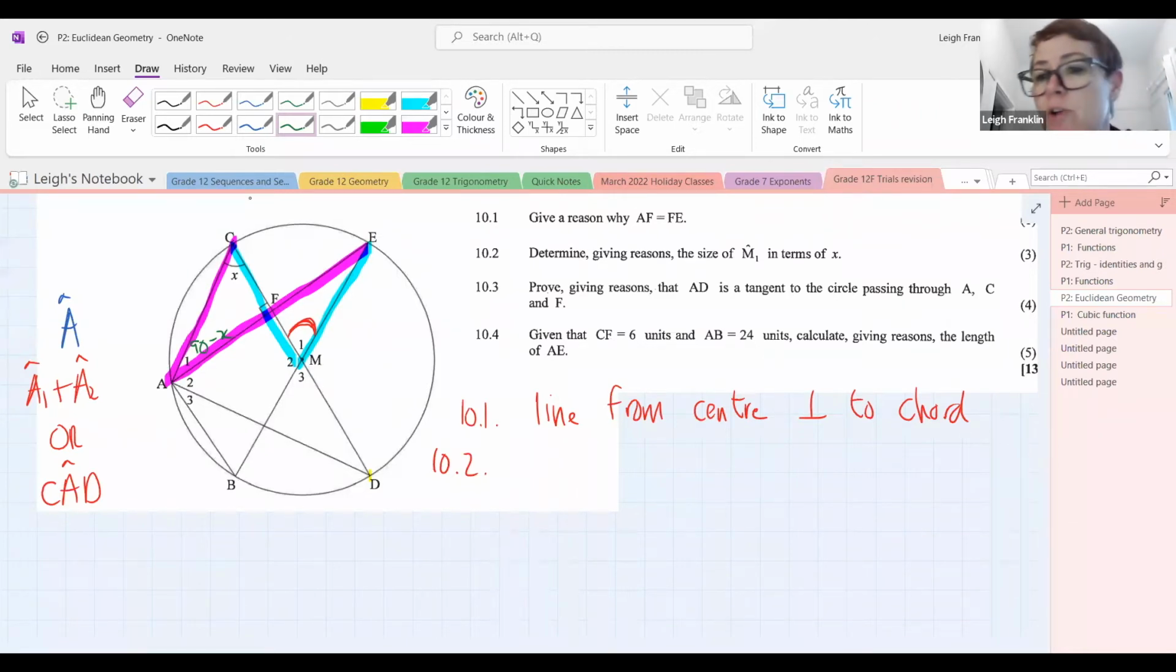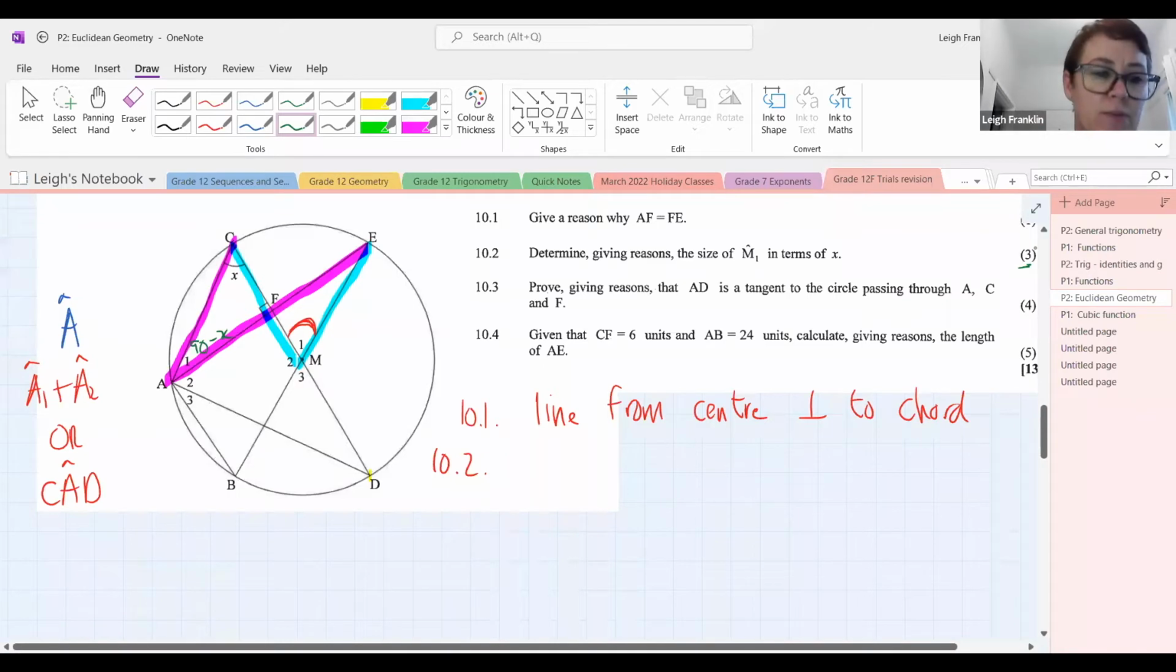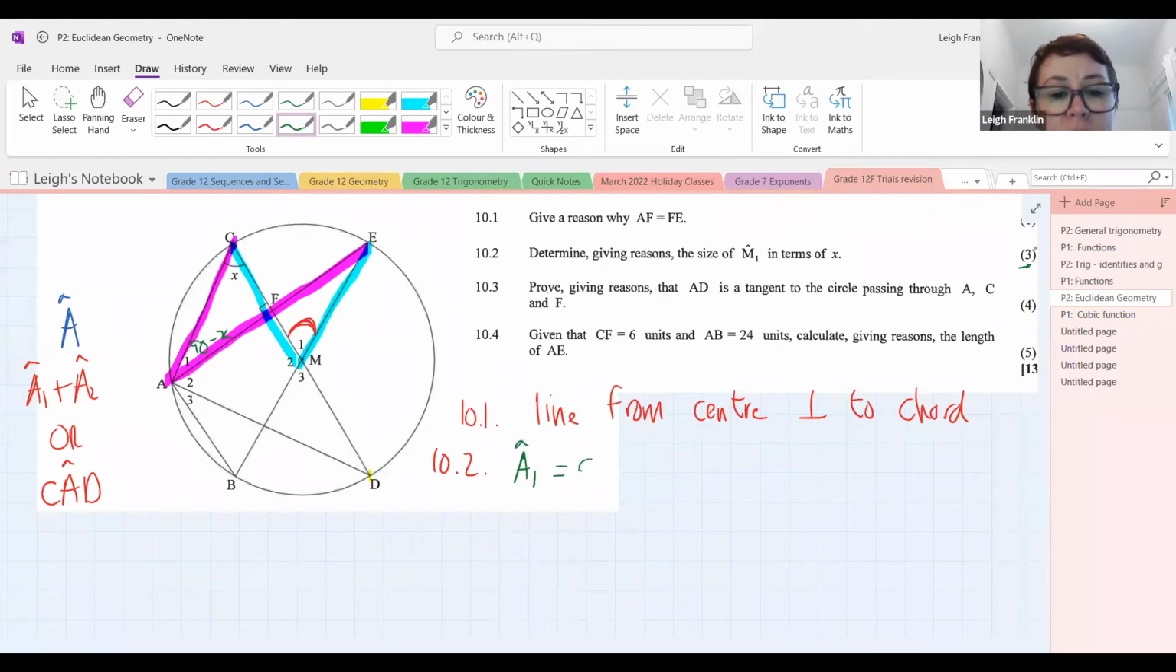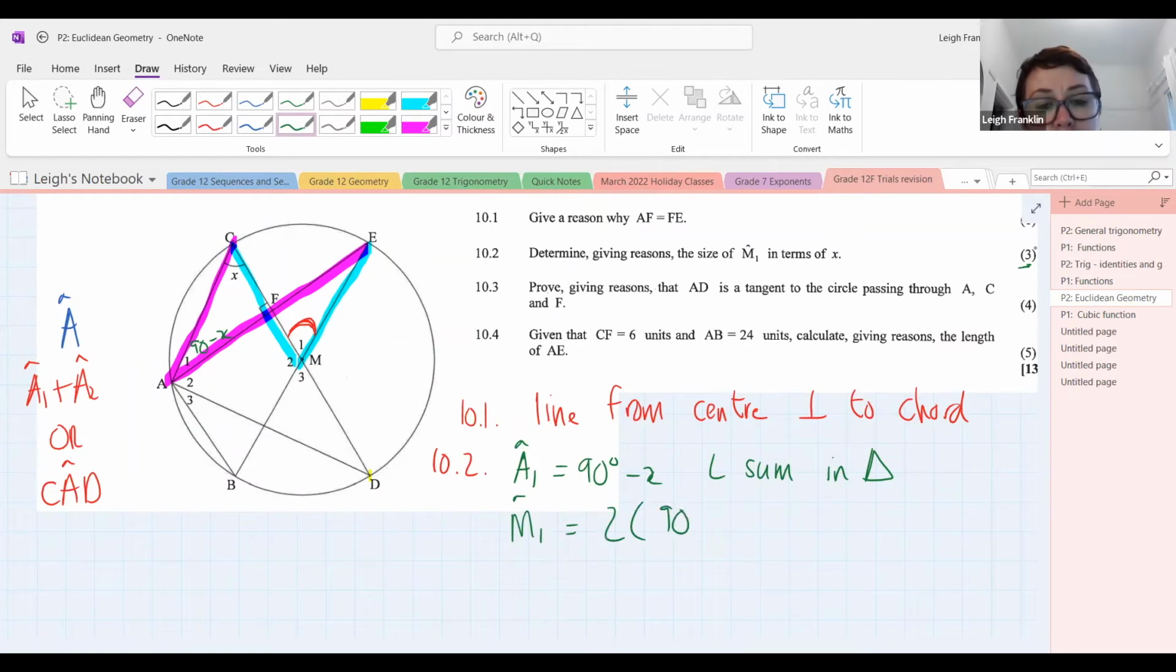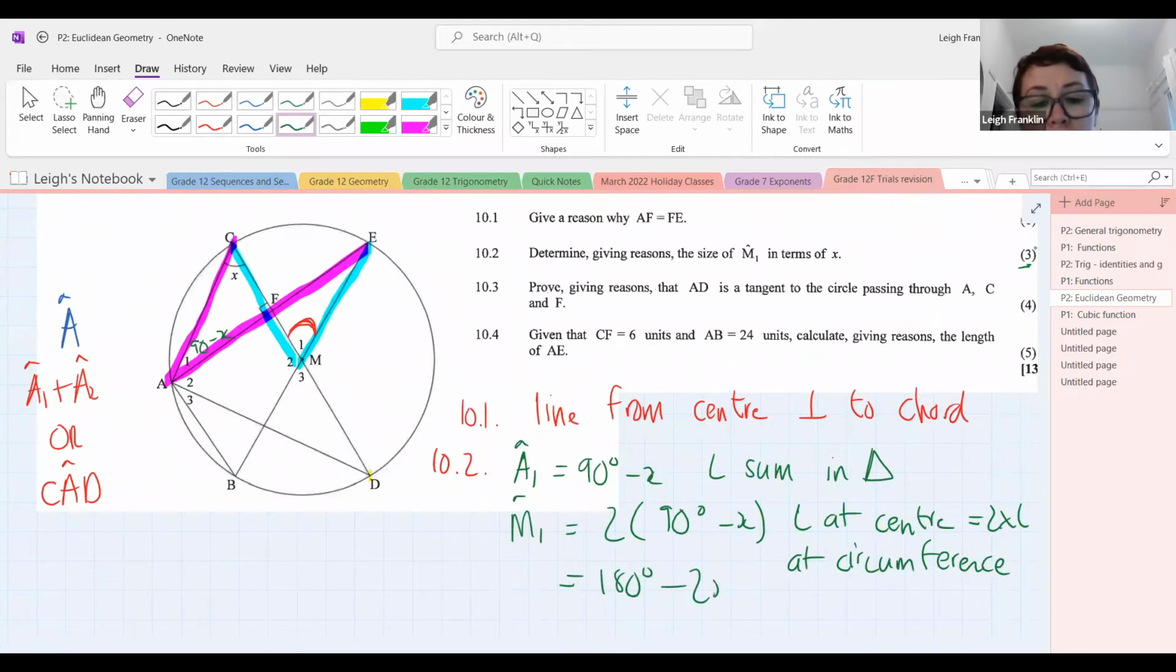We can't just write down the answers only and expect full marks when a question is out of 3. So the first thing that we have to do is explain why A1 is 90 minus x, and it's 90 minus x because of the sum of the interior angles of a triangle. Because we know that F is 90, we know that C is x, so that means that A1 is 90 minus x. Now we're going to say that M1 equals 2 times 90 minus x. Angle at center is 2 times angle at circumference. And then we can conclude that that is 180 minus 2x.